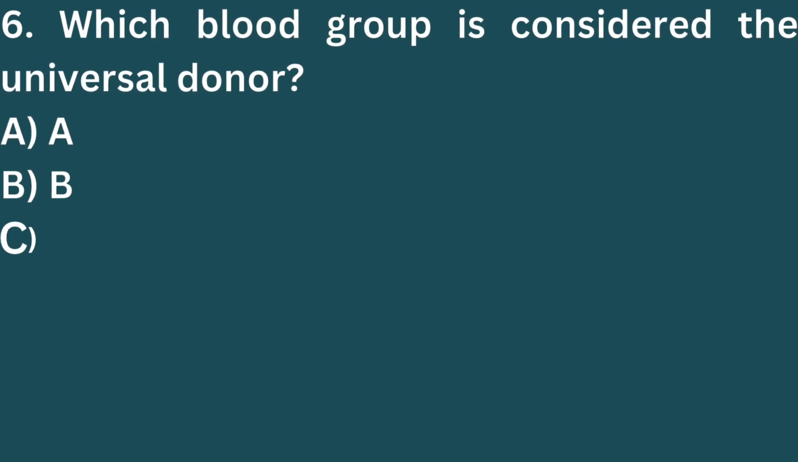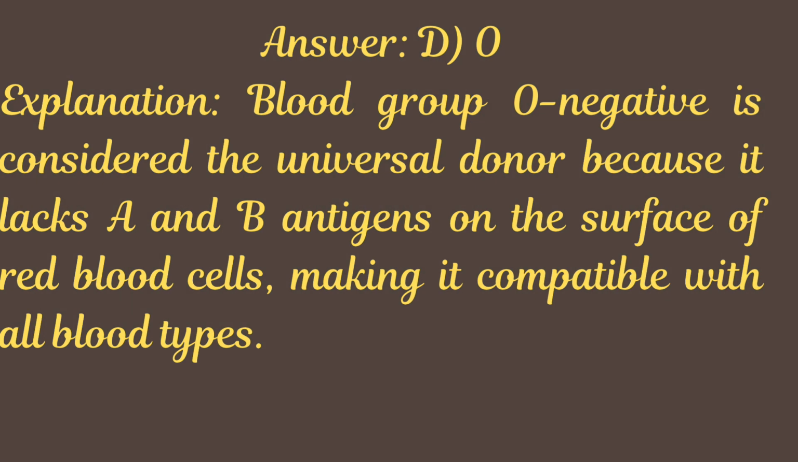6. Which blood group is considered the universal donor? A, B, C, AB. D, O. Answer: D, O. Explanation: blood group O negative is considered the universal donor because it lacks A and B antigens on the surface of red blood cells, making it compatible with all blood types.